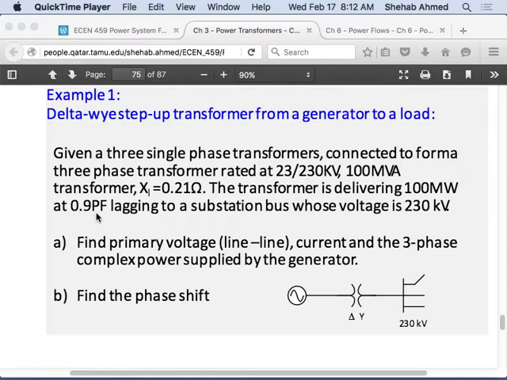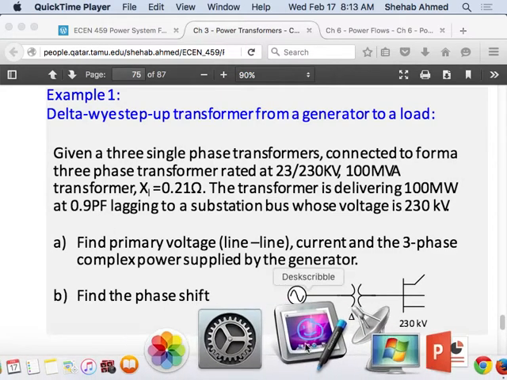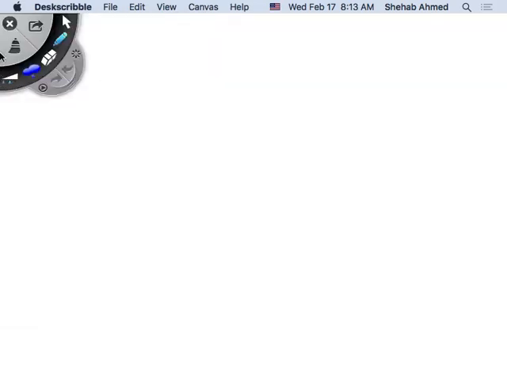230 kilovolt, 100 MVA transformer. X1 is equal to 0.21 ohm. It's delivering 100 megawatts. Load 0.9 power factor lagging. The bus voltage is 230 kilovolts. So before looking at the solution, let's see what we can do with the information we were given here.